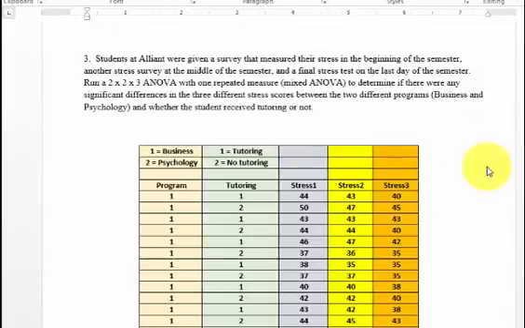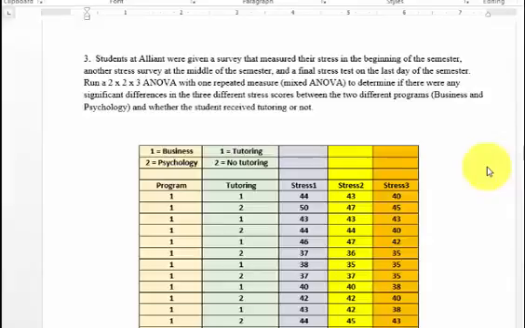So now the last one is a mixed ANOVA. In other words, you have a repeated measures IV, which is stress score number 1, stress 2, stress 3. That's a repeated measure. Everybody gets test 1, test 2, test 3. And then you have 2 IVs. One is which program they're in, either business majors or psych majors. The second IV is whether they got tutoring or not.